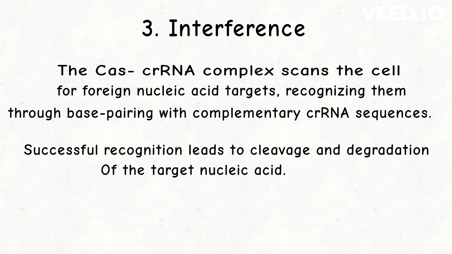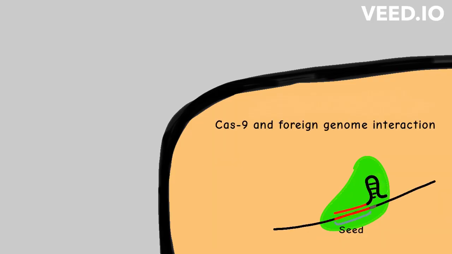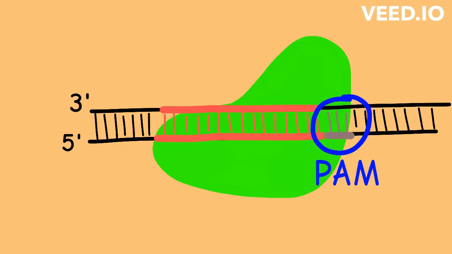The third and last step, interference. In type 2 CRISPR-Cas systems, interference requires the presence of a PAM sequence and perfect complementarity between the protospacer and the crRNA, particularly in the seed region located next to the PAM. The presence of a PAM sequence prevents the system from attacking its own CRISPR locus.